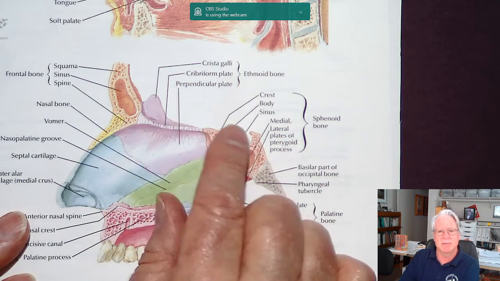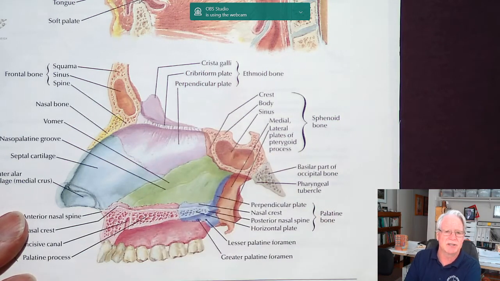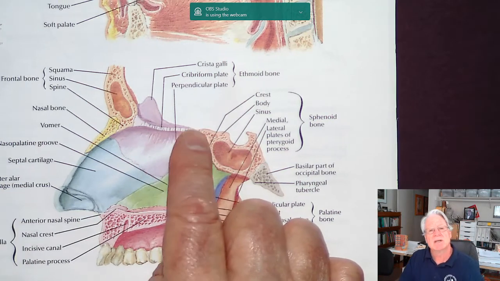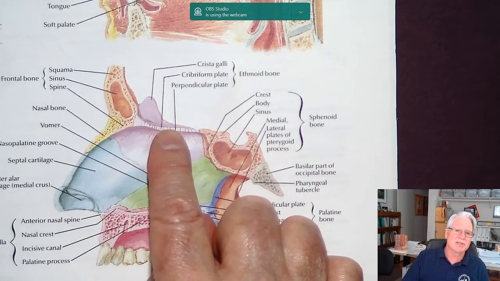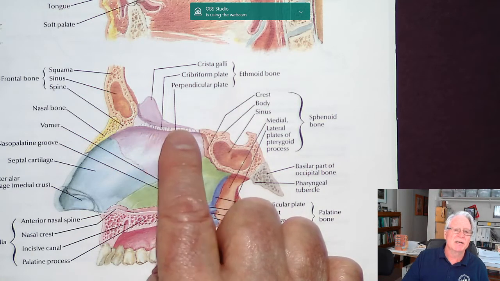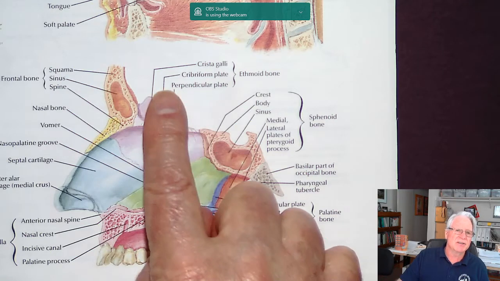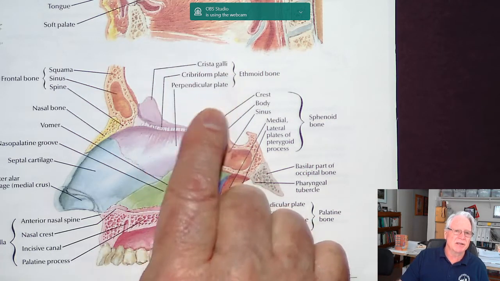And you end up smelling whatever it is that you're smelling there. So that's how that's structured. This is a point of weakness, by the way, because you can see that's a very thin plate of bone, and it is perforated with holes, and on the other side of that is literally your brain.